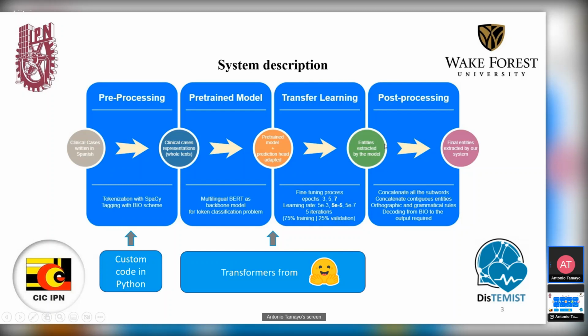Then, with the entities extracted by our model, we applied a simple post-processing. We concatenate all the subwords. We concatenate all the contiguous entities extracted by our model. We applied orthographic and grammatical rules, and finally we decode the output from the BioASQ scheme to the output required by the shared task, by the competition. For the post-processing, we use custom code in Python too.